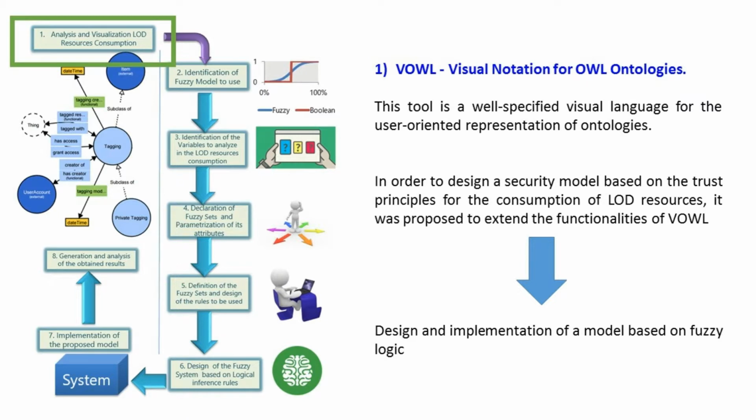In the first step, we select VOWL, the visual notation for OWL ontologies. This tool is a well-specified visual language for the user-oriented representation of ontologies. In order to design a security model based on the trust principle for the consumption of linked resources, it was proposed to extend the functionalities of VOWL through the design and implementation of a model based on physics logic, which allows obtaining information about the time used in the batch query process of the linked resources exposed. This information was considered as keys based on the trust principles in the access to linked resources.